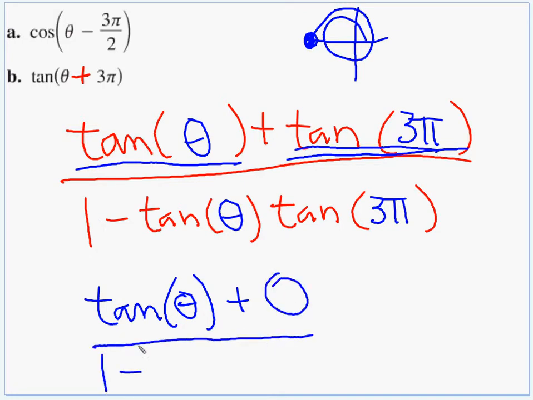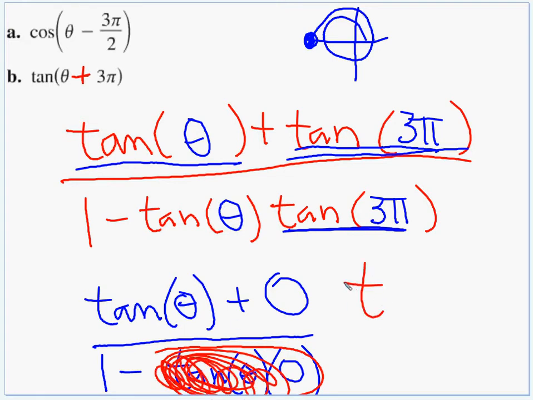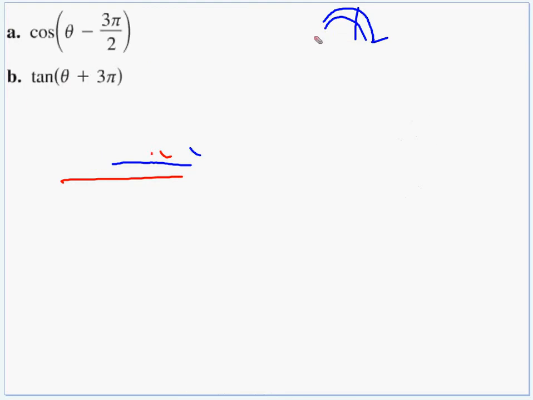Downstairs we have 1 minus, well, tan of theta is just tan theta. We don't know what that is yet. But we're going to multiply that by this tan of 3 pi, which is 0. So 0 times this zeroes that term out. So what we're left with up top is just a tan theta. Downstairs, just a 1. Tan over 1 is just tangent. So the tan of theta plus 3 pi is the same thing as the tan of theta. And we proved it.